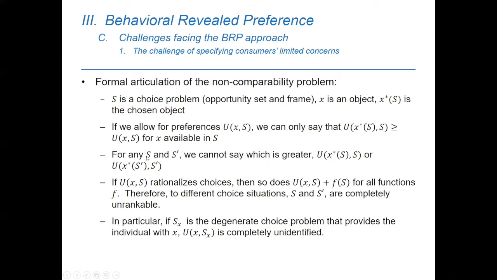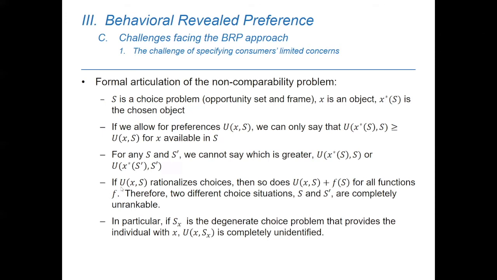So for any two choice problems, S and S prime, you simply can't say which is greater: utility evaluated at x star of S along with S, or utility evaluated at x star of S prime along with S prime.